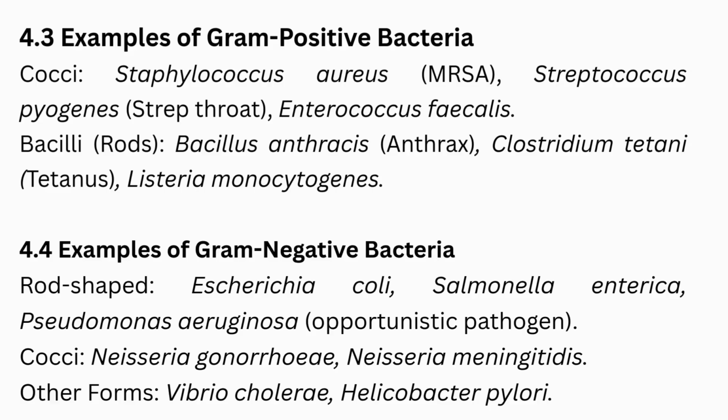Examples of gram-positive bacteria. Cocci: Staphylococcus aureus, MRSA; Streptococcus pyogenes, strep throat; Enterococcus faecalis. Bacilli, rods: Bacillus anthracis, anthrax; Clostridium tetani, tetanus; Listeria monocytogenes. Examples of gram-negative bacteria. Rod-shaped: Escherichia coli, Salmonella enterica, Pseudomonas aeruginosa, an opportunistic pathogen. Cocci.